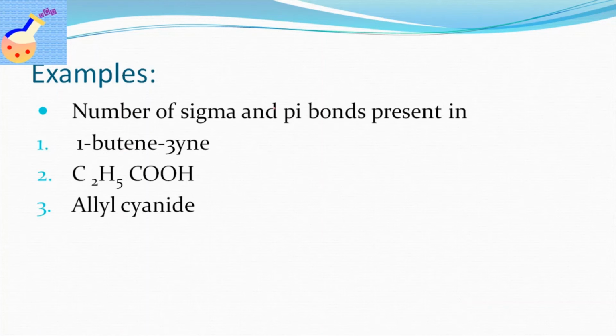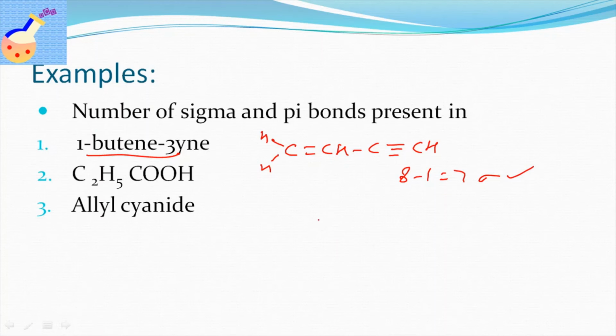Number of sigma and pi bonds present in 1-buten-3-yne. Let us draw the structure of 1-buten-3-yne. So this is 1-butene, 3-yne. Number of atoms here: 1, 2, 3, 4, 5, 6, 7, 8. 8 minus 1, 7 sigma. So 7 sigma bonds are present here.